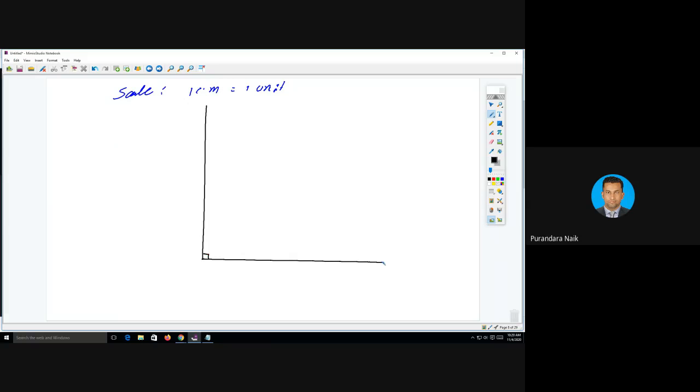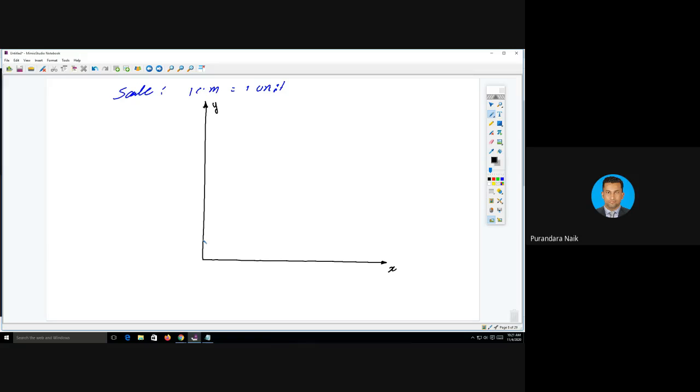And this line indicates the x-axis. This is y. You need to measure all the angles with respect to the x-axis, because the positive x-axis is the reference line.